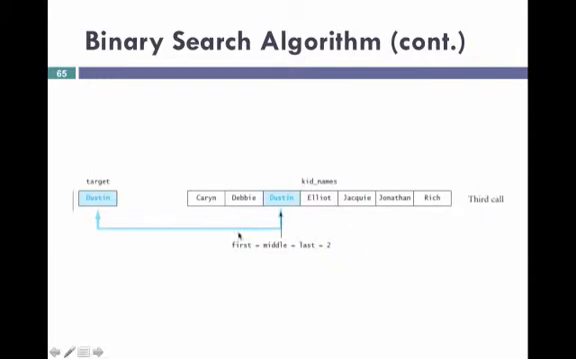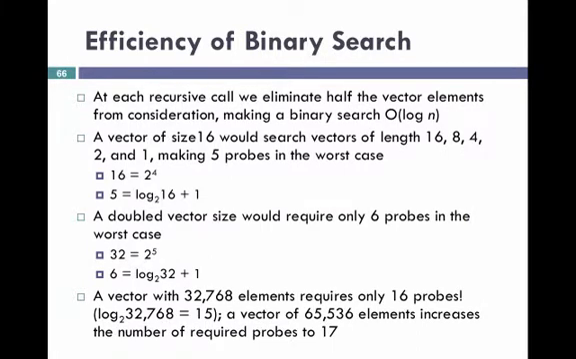And in this call, our first, middle, and last will all be equal to 2. We only have one element left in the vector, and as we compare that, it matches. At each recursive call, we eliminate half of the vector elements, making binary search an order log n search. This is the first log n algorithm we've seen this semester.